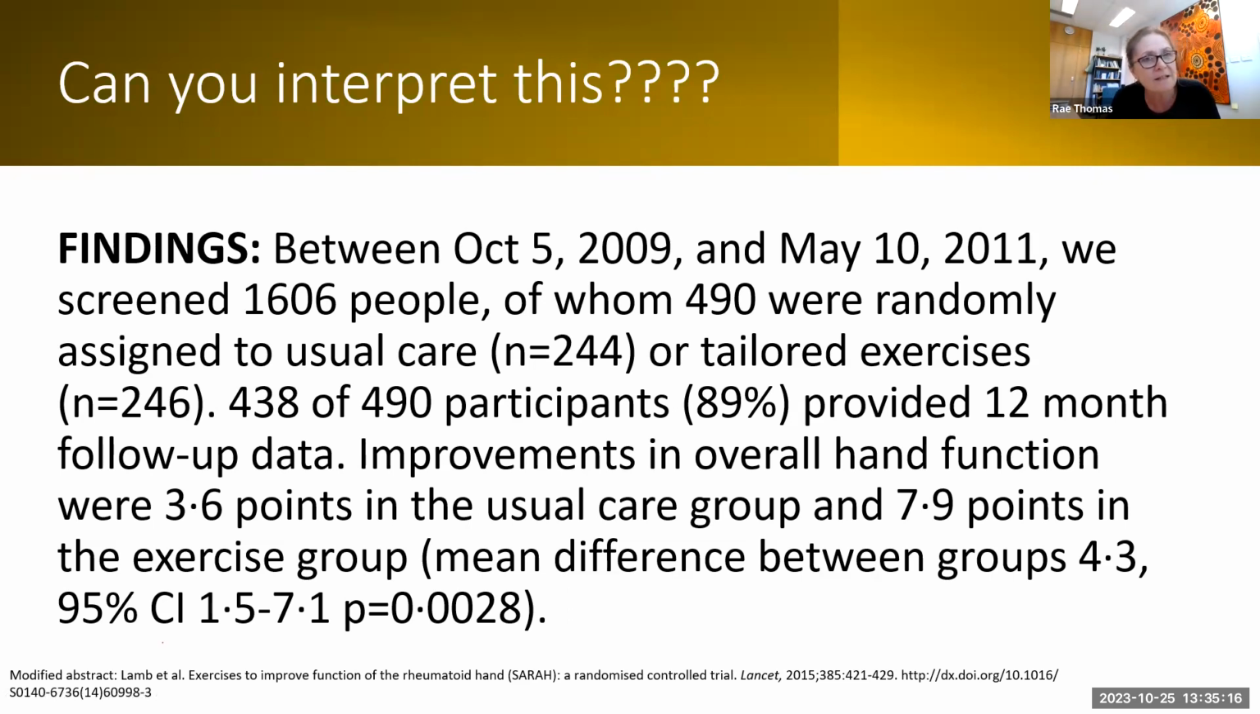The bottom line is this is the abstract that we saw at the front, right? Here are all these numbers. What I'm interested in is the last sentence. Improvements in overall hand function were 3.6 points in the usual care group and 7.9 points in the exercise group. Mean difference between groups was 4.3. 95% CIs are 1.5 to 7.1. P-value is 0.0028. What's going on here? Who wants to tell me?